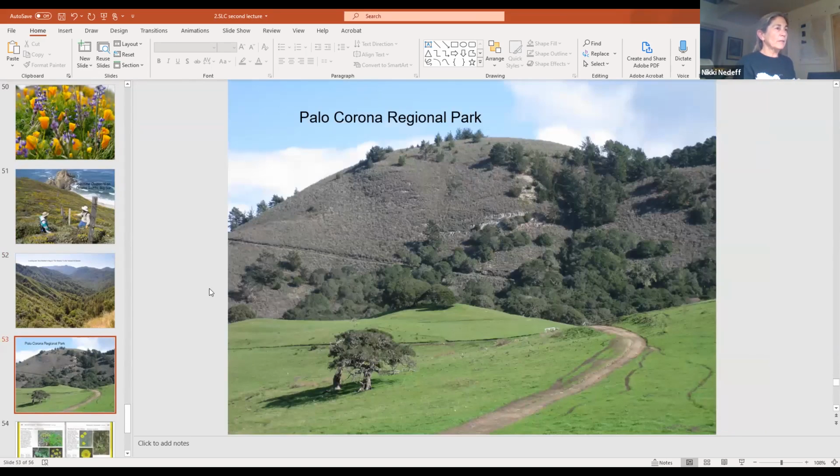Palo Corona Regional Park, a view that all of us can admire from Highway 1. Same thing, grassland, I know what I'm going to find. Coastal scrub, I know what I'm going to find. Maybe not a lot of wildflowers, but a lot of flowering shrubs. Same with these scattered Monterey pines in the Monterey Pine Forest that's on the other side. I know what I'm going to find. Oak woodland, different stuff.